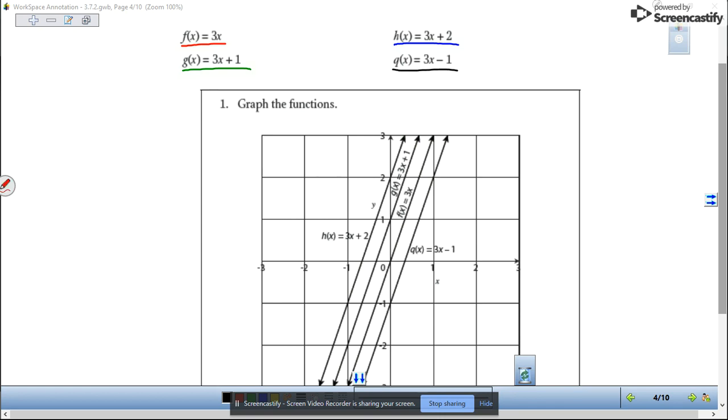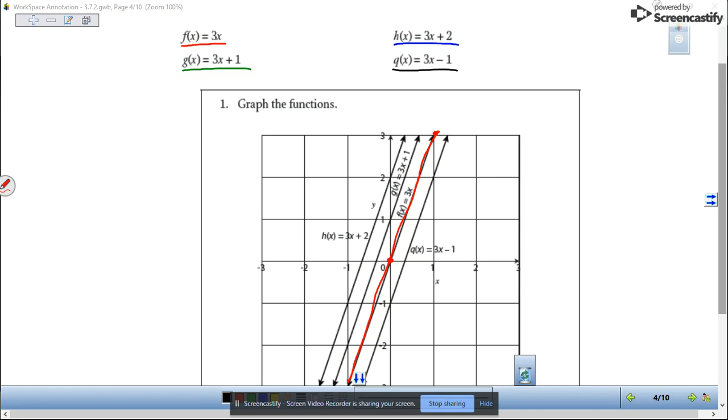So what I'm going to do first is I'm going to go down here and figure out which one's which. Now, they've already kind of marked them for me, which is nice. But f of x equals 3x. So we go through 0, 0. And we go up 3, right 1. So this line right here is my f of x, right? That's why I did it in red to match.